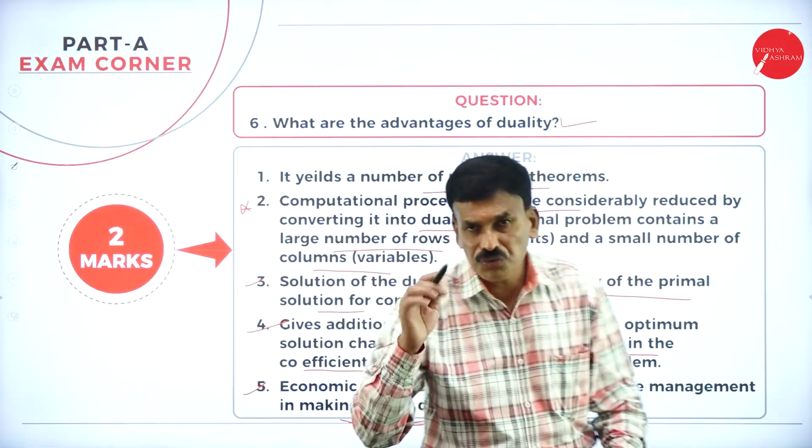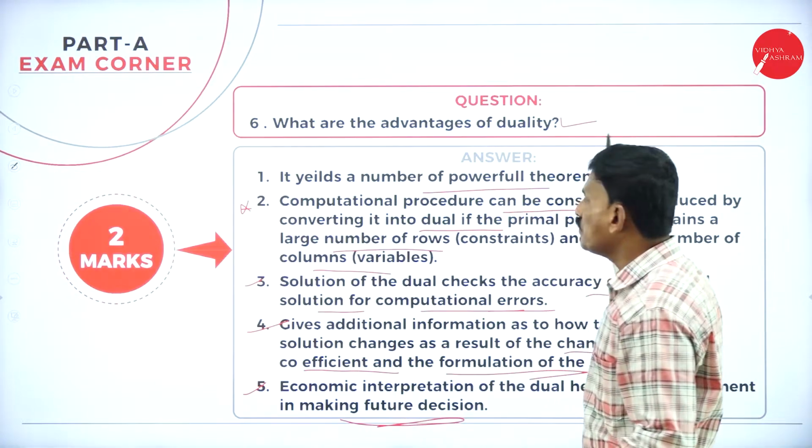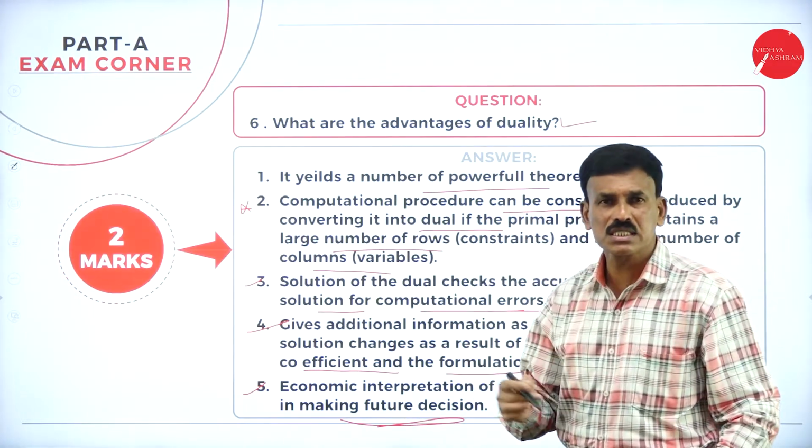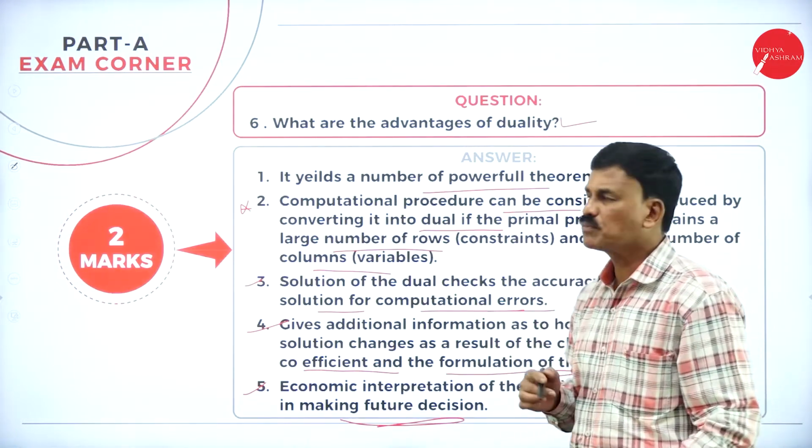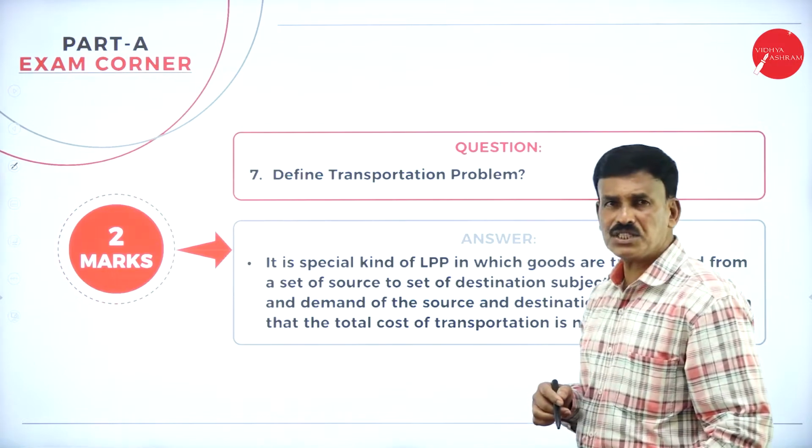Okay, these are a few advantages of duality. If you write any 2 or 3, that is sufficient for 2 marks. If it is a 5 marks question, you can answer this much. Now, let us come to the next question.